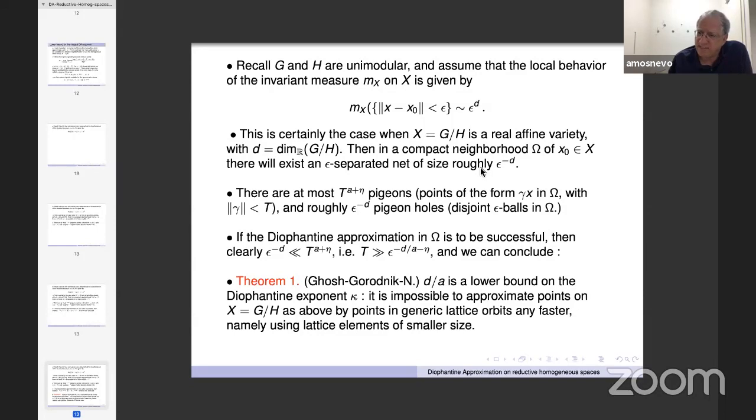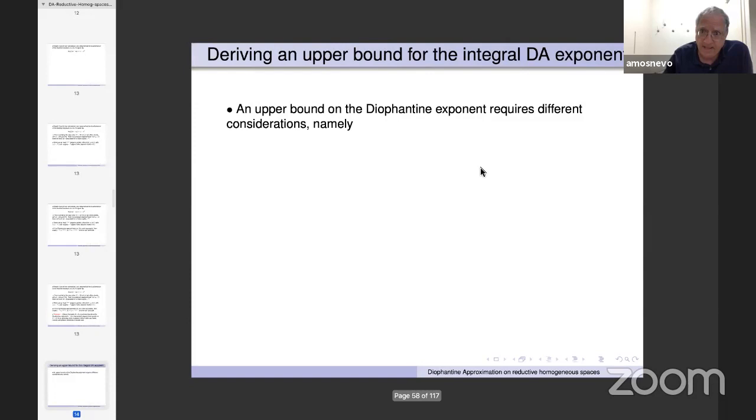And this is a very general statement. You can see that I really used only the estimate T to the A and the behavior of the volume. So now we would like to talk about deriving an upper bound. And now an upper bound on the Diophantine exponent requires completely different considerations, which might be more familiar and maybe more interesting here.